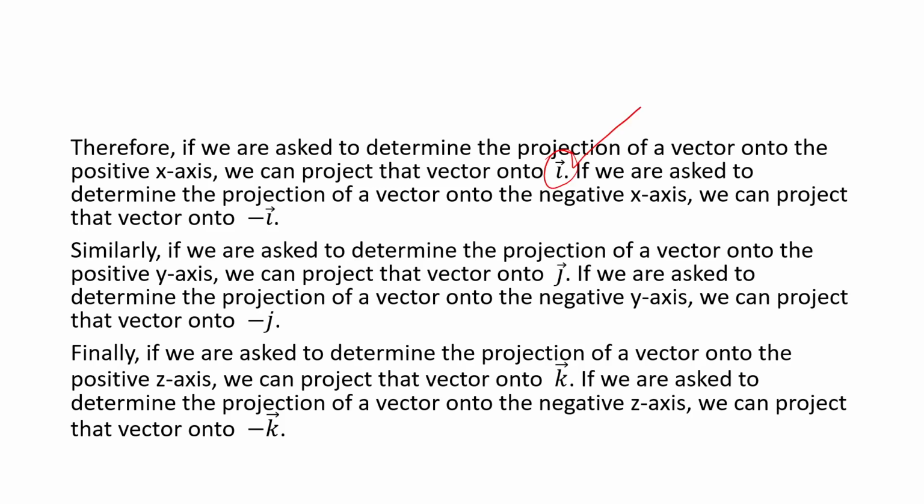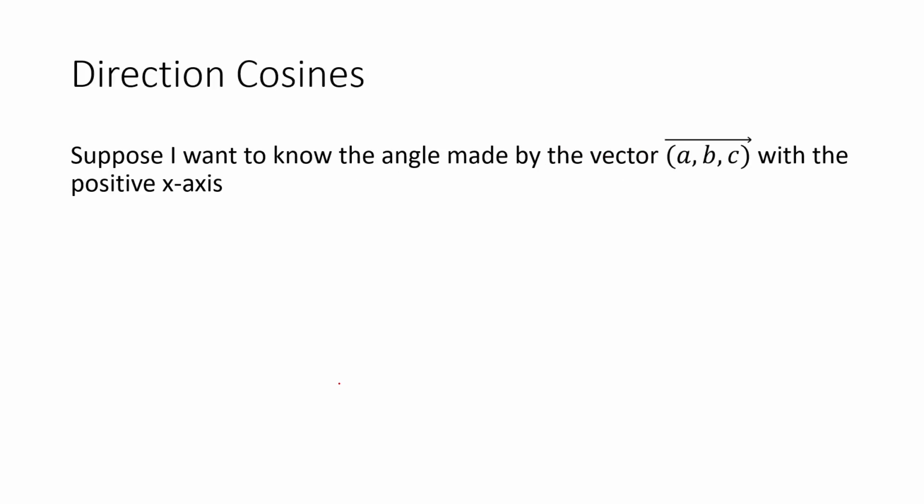If we're asked to determine the projection of a vector on the negative x-axis, we can project onto negative i. If we're asked for the projection onto the y-axis, we can project onto j. Negative y-axis, we can use negative j. And finally, if we're projecting onto the positive z-axis, we can project onto k. And if we're projecting onto the negative z-axis, we can project onto negative k.